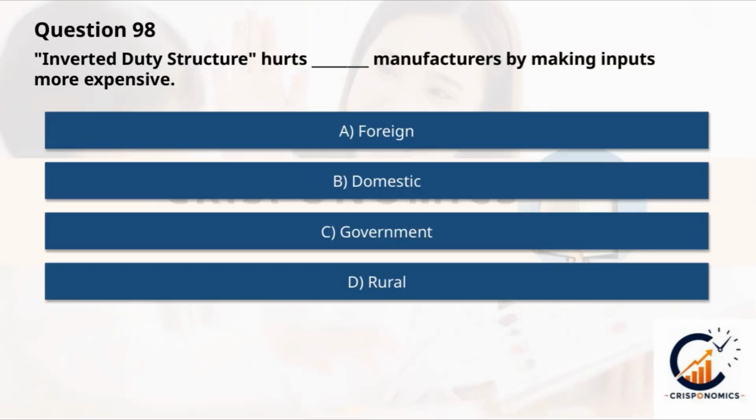Let's talk about the inverted duty structure, a situation where import duties are higher on raw materials than on finished goods. This setup hurts domestic manufacturers, especially those making products locally. When inputs cost more because of these duties, it raises their expenses and makes it harder to compete. So, the answer here is domestic manufacturers. They're the ones most affected by this kind of trade policy.